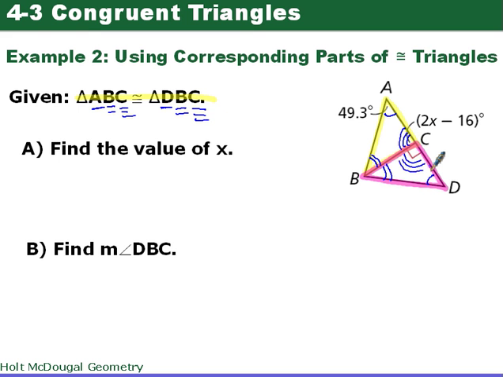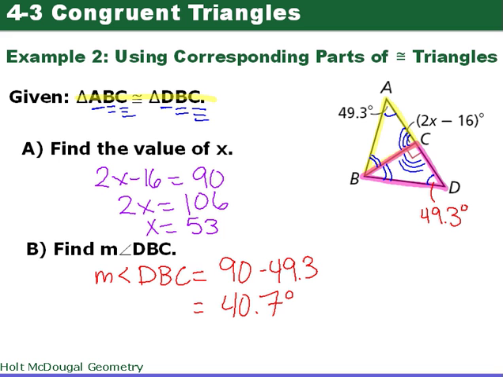And that happens to be a right angle. So now let's find the value of x. We know that 2x minus 16 has to equal 90 because these two angles here are corresponding, so they're congruent. Solving for x, we get x equals 53.